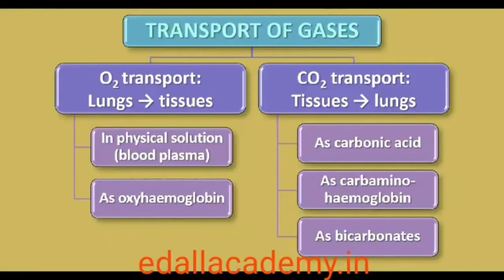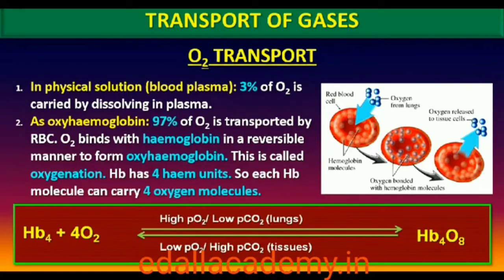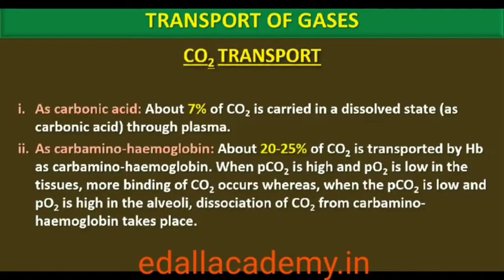17.4 Transport of gases. Blood is the medium of transport for O2 and CO2. About 97% of O2 is transported by RBCs in the blood. The remaining 3% of O2 is carried in a dissolved state through the plasma. Nearly 20-25% of CO2 is transported by RBCs, whereas 70% of it is carried as bicarbonate. About 7% of CO2 is carried in a dissolved state through plasma.